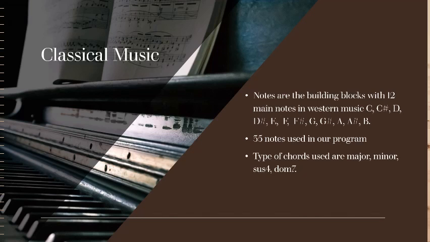We used 35 chromatic notes in our program. Let's talk about chords. A chord, on the other hand, is a combination of 3 or more notes, depending on the type of chord it is. In our implementation, we focused on triads, meaning a combination of 3 notes where the first note is called the root note that gives the name of the chord, while the other 2 notes decide the type of chord it is. In our case, we implemented major, minor, suspended 4 and dominant 7 chords in experiment 2.